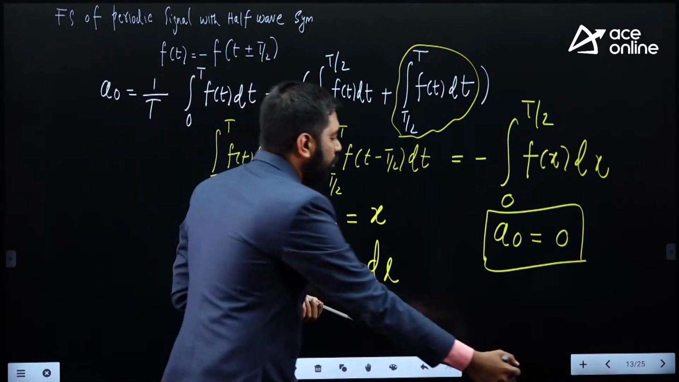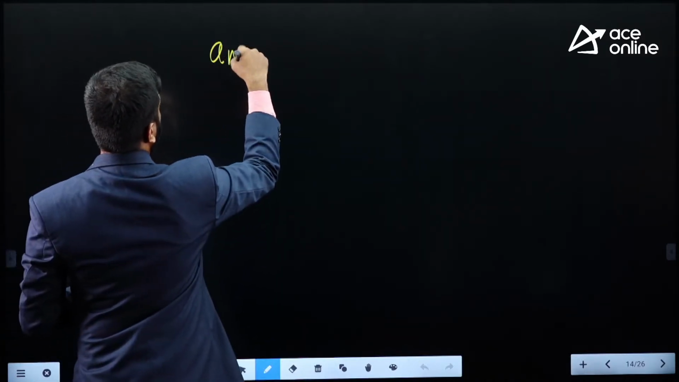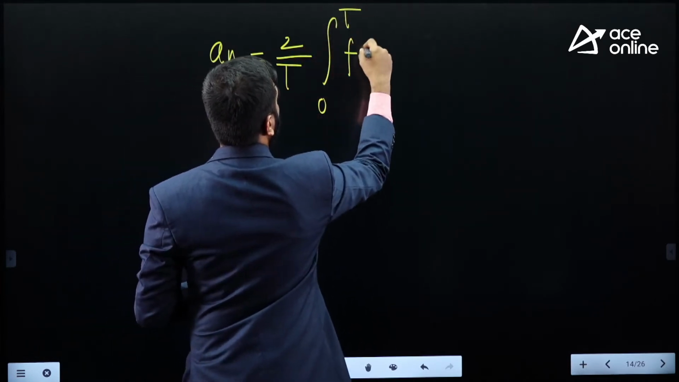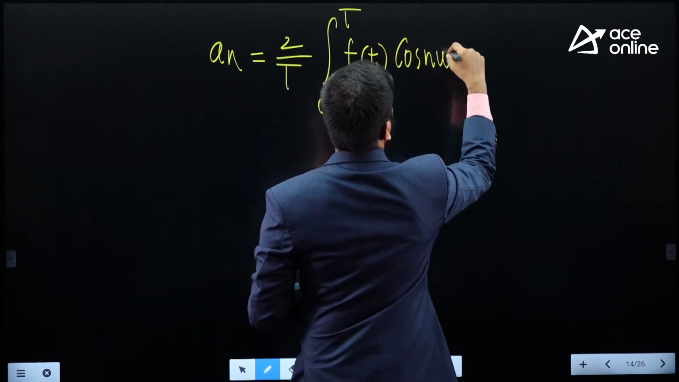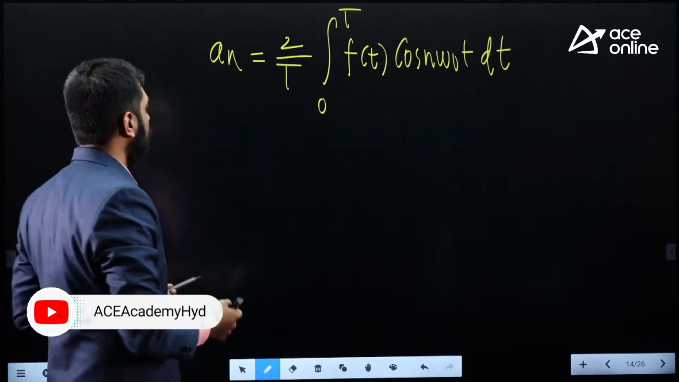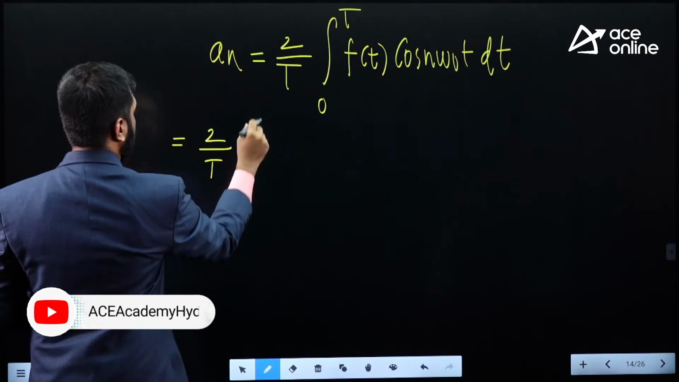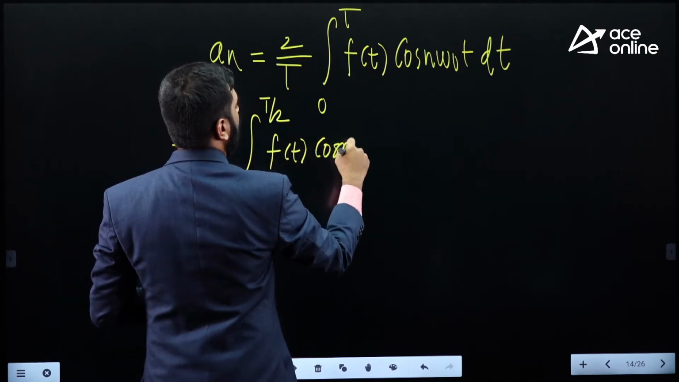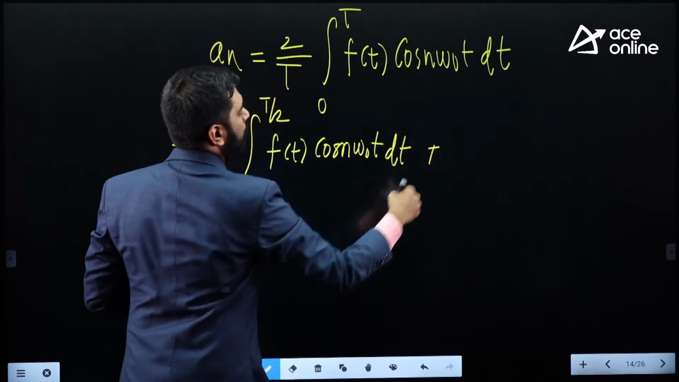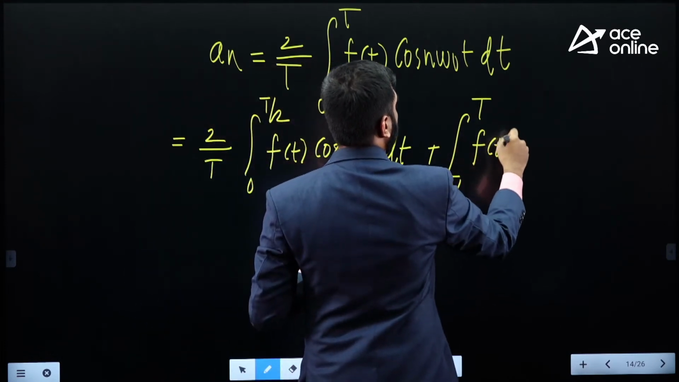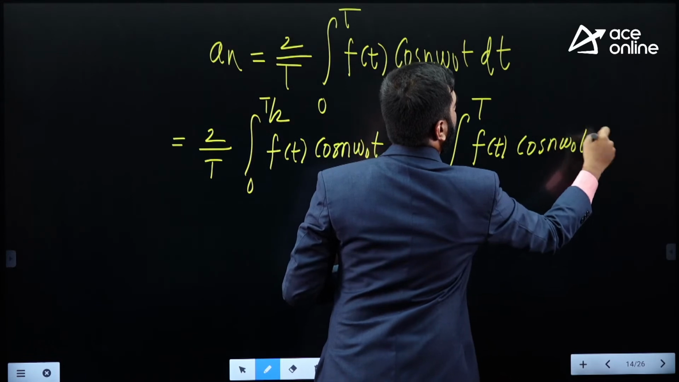Okay. What next? I want to comment on what would be An and Bn. These are very interesting results. So how do you find this An? Look at this. What's the expression for An? It's 2 by T, integral 0 to T, f of t cos n omega naught t dt. This is the expression for An. So I would like to split the integral. This is 2 by T, 0 to T by 2, f of t cos n omega naught t dt plus T by 2 to T. I'm just splitting the integral.